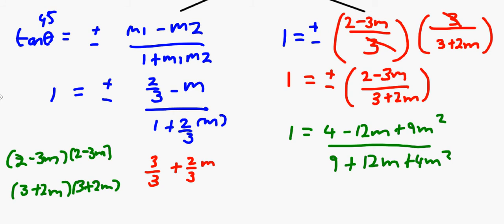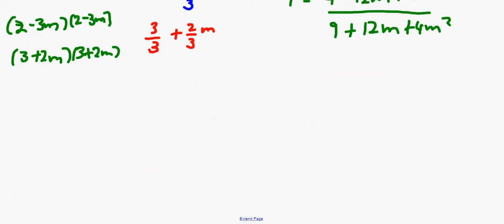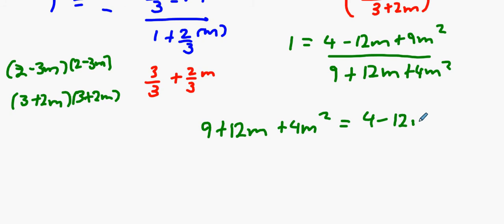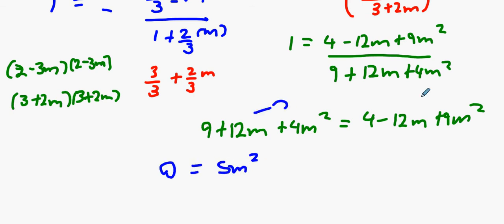Cross multiply. What happens when we cross multiply, lads? We're going to get 9 plus 12m plus 4m squared equals 4 minus 12m plus 9m squared. I'm going to bring everything over to the 9m squared side, so it's going to be 0 equals 5m squared minus 24m minus 5. Then I'm just going to put the 0 over the other side instead. So I can put that 0 anywhere I want.